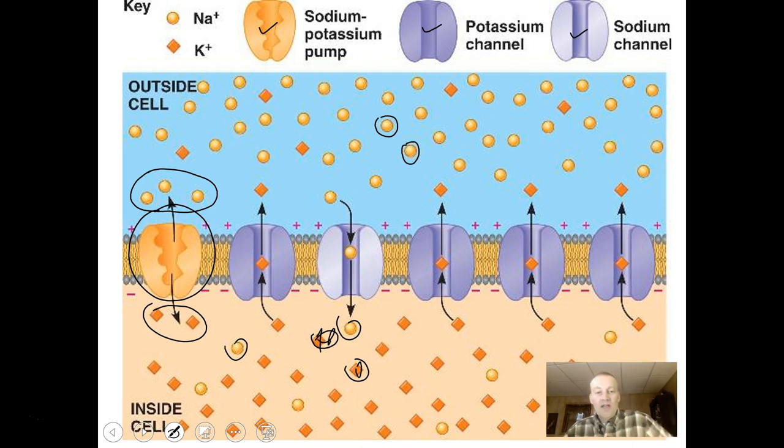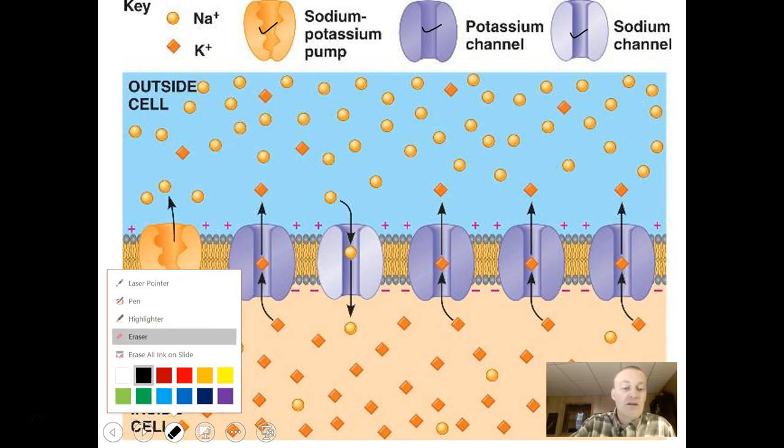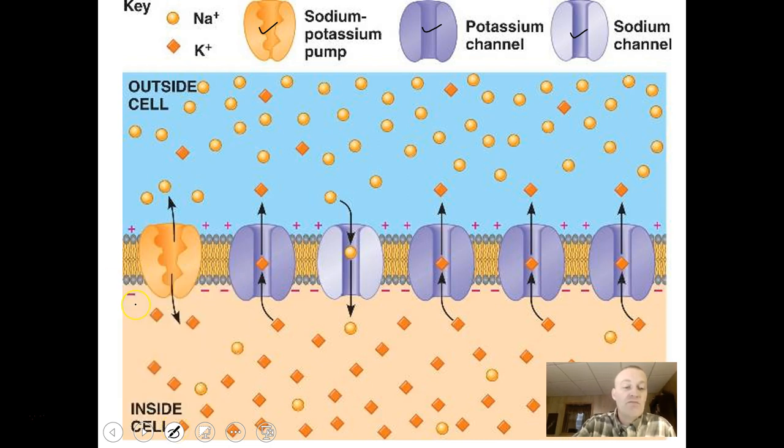So that's real important, to have the balance of the ions so that you have more sodium on the outside than you have on the inside. Now, on the flip side of that, we do have more potassium on the inside than we have on the outside. So if you notice, potassium is more prevalent on the inside than it is on the outside.